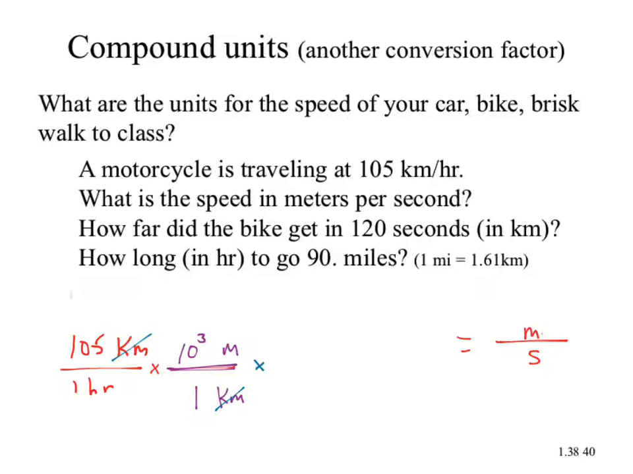Meters is now set, but hours is wrong. Do I want hours in my answer? No. So what needs to happen? I need a new conversion, and I need to cancel out those hours. Well, how did I cancel out the kilometers? I wrote kilometers in the denominator. So to cancel out hours, I merely have to write hours in the denominator.